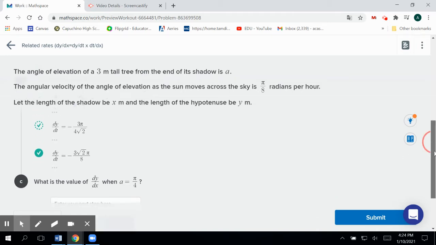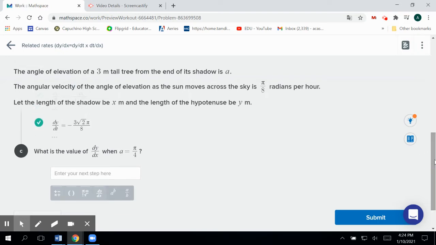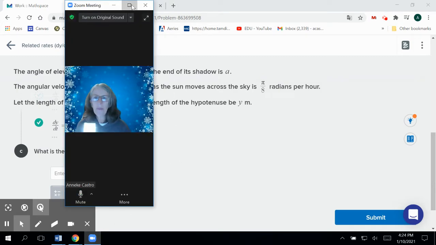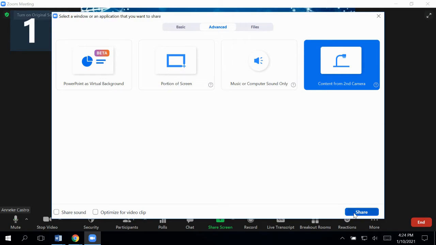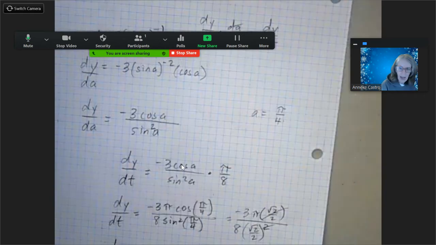Okay, last part. It now wants to know what's the value of dy/dx when theta is equal to pi over 4. Okay, so for dy/dx, I'm going to figure out what I have that I can multiply together that will leave me with dy/dx. So let's go back over to my doc camera. And now we want to find dy/dx.